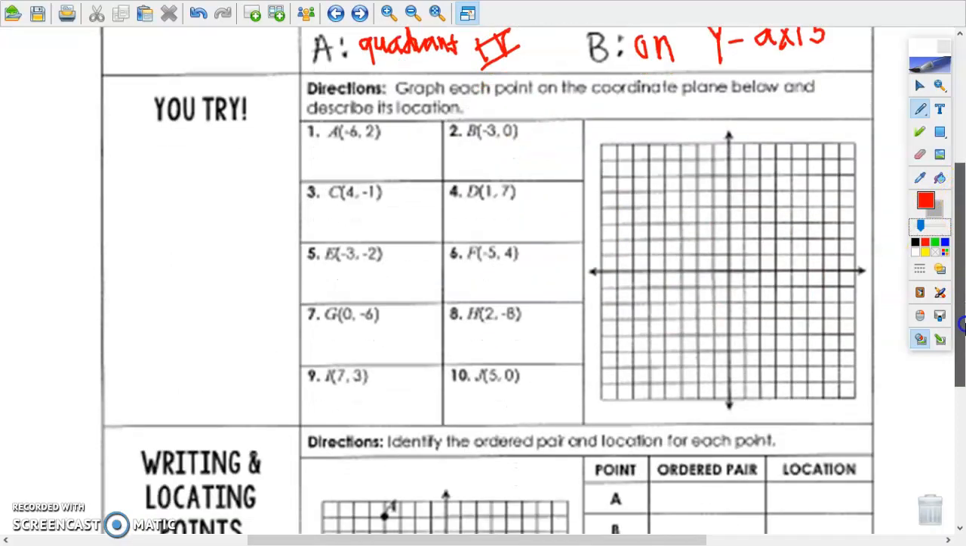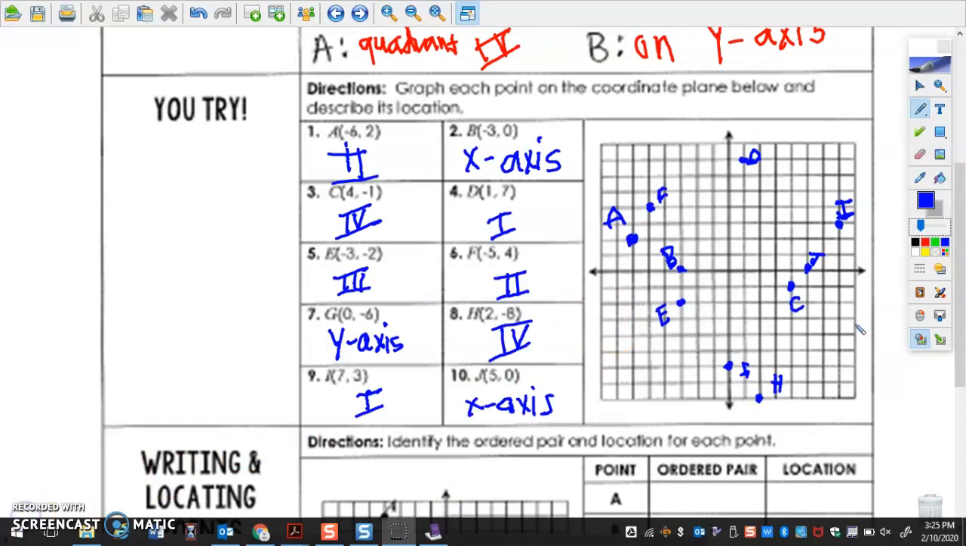All right, see how you can do in this middle part? Pause here and check your answers. All right, how do we do in this middle part? So check each location. So quadrant 2, quadrant 4, 3. So check your locations and check all your points.